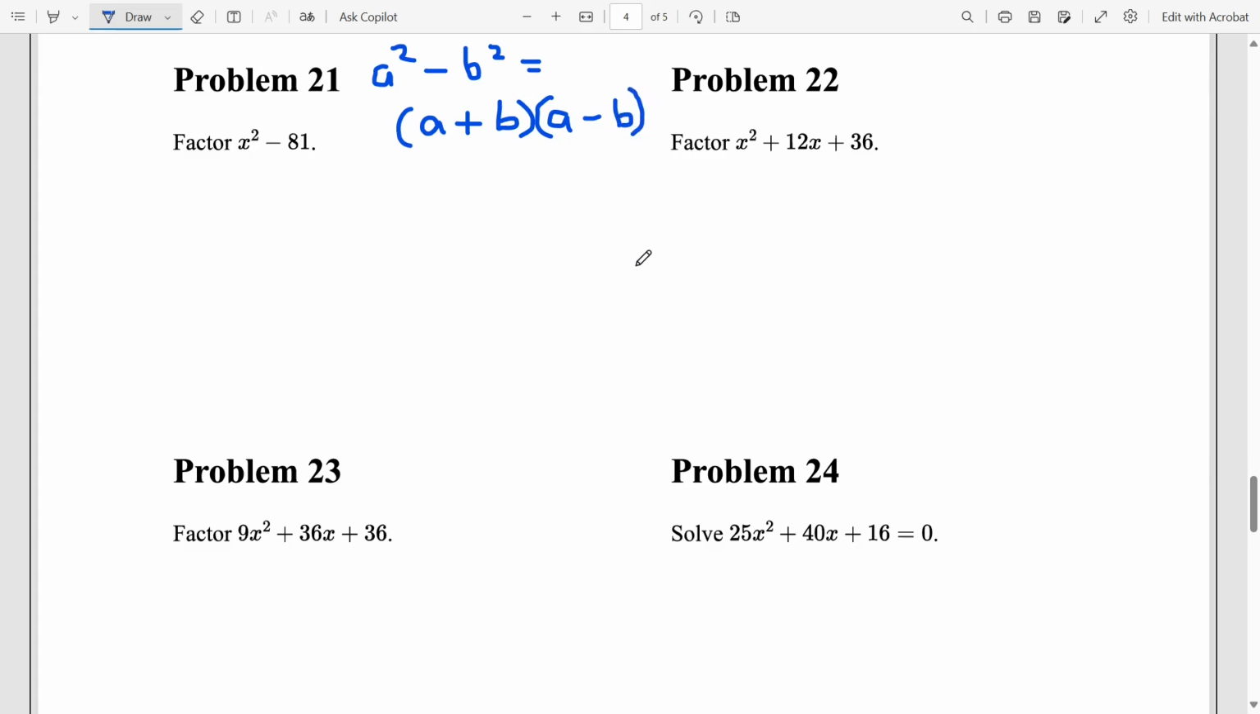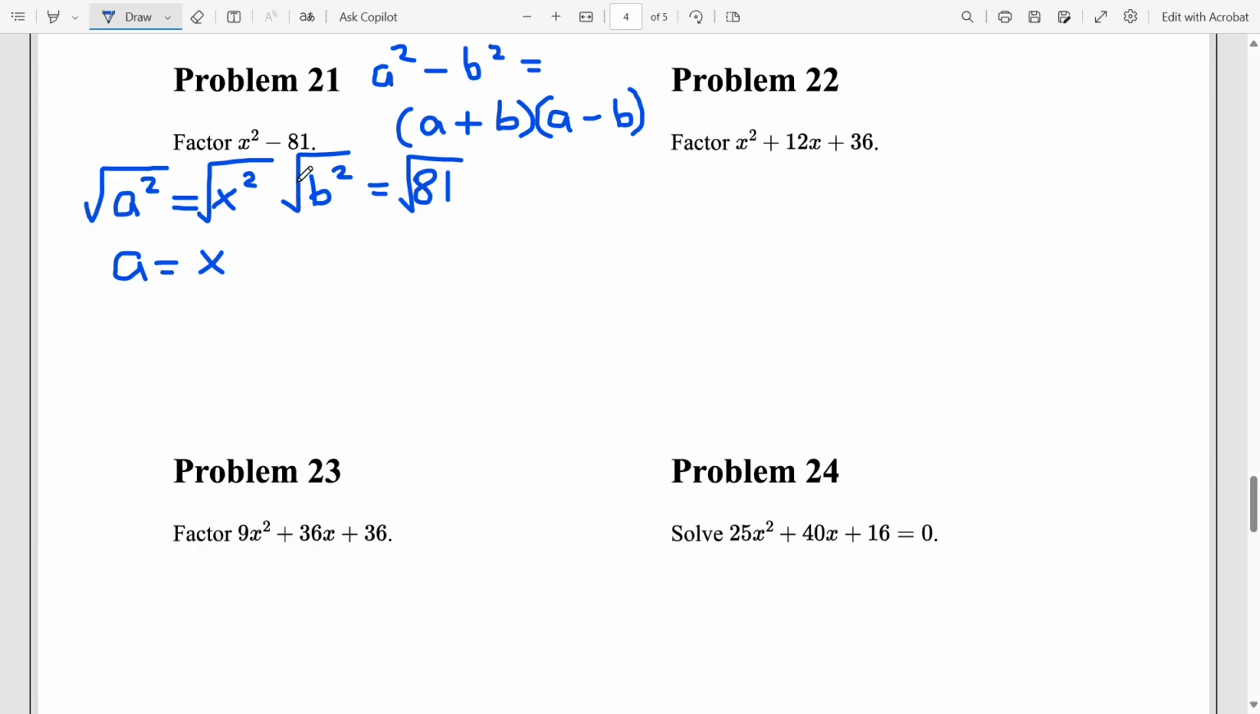All right, so if I think a squared is equal to x squared and b squared is equal to 81, well then square root of a squared, which will give us a, is going to be equal to x. And if I take the square root of b squared, which is going to give me b, I also have to take the square root of 81. So I take the square root of one side, I have to take the square root of the other. So b is going to be 9.